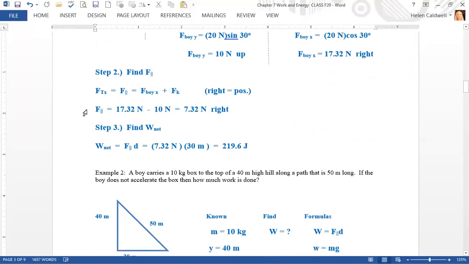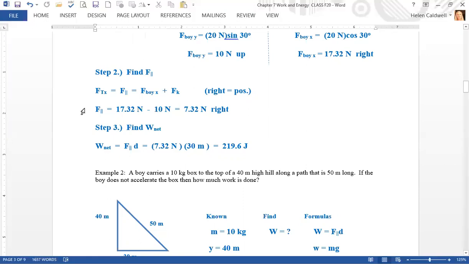So force parallel, the buoy is moving right, that's 17.32 newtons. Friction is pointing left, so that would be minus 10 newtons. So our total in the x direction is our parallel force, and it equals 7.32 newtons right. So the net work will be the force parallel times distance, so 7.32 newtons times our 30 meters, to give you 219.6 joules.